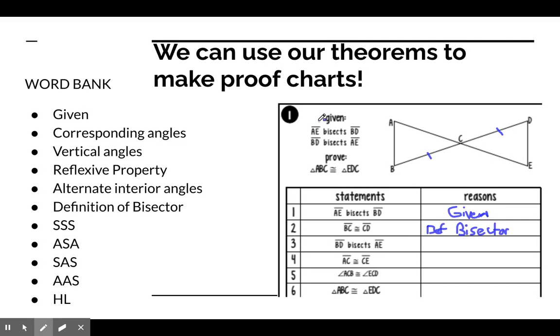BD bisects AE. Look at that, ladies and gentlemen. That was a second piece of given information. So we use given again. All right, and now it's basically just saying the opposite of what we already just did.